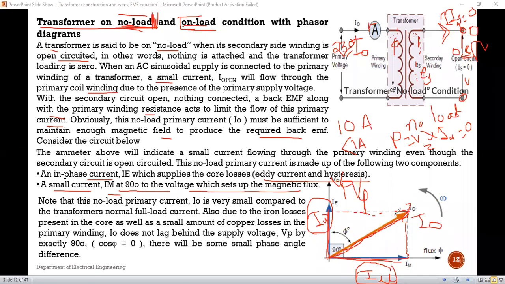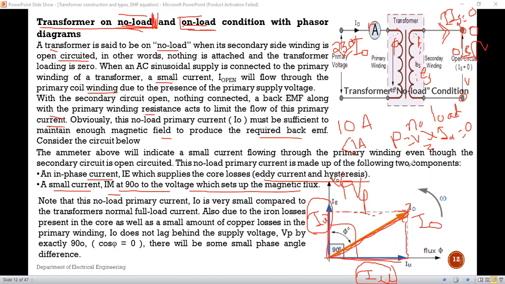This no load current will not lag behind the primary supply by 90 degrees. 90 degrees directly lag is not there. A 90 degree phase lag is nothing but a pure inductance. So it will not act as a pure inductance.